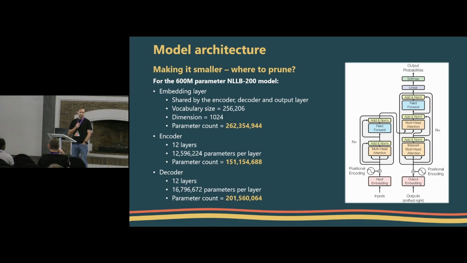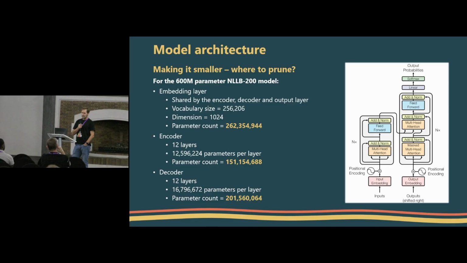In the NLLB project models, they use a vocabulary size of 256,000. And each of those tokens is represented in the 600 million parameter model by a 1,024-dimensional vector. As you multiply those together, that gives you 260-odd million parameters. So just embedding the tokens, you're already up to 260 million parameters. Clearly, if you want to get down to 50, you have to do something about the vocabulary size, probably about the dimensionality. So that's number one.